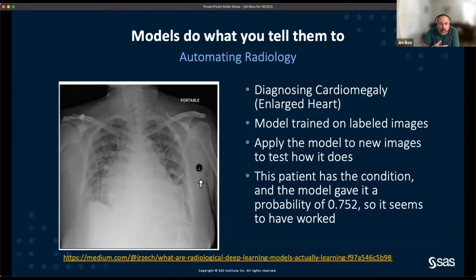So it seems like the model knows what it's doing. It did a pretty good job predicting who had the problem and who didn't have the condition. So that's great. We might think, good, this is a good model. We can move on, let it sort through these images, and maybe the top 25% of these images are people that we look a little bit closer at.